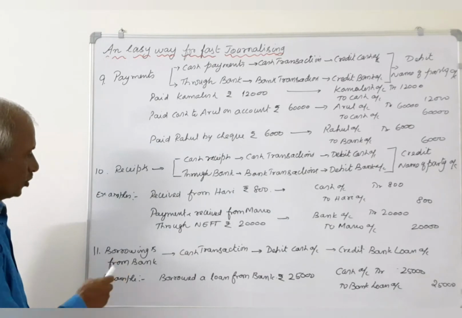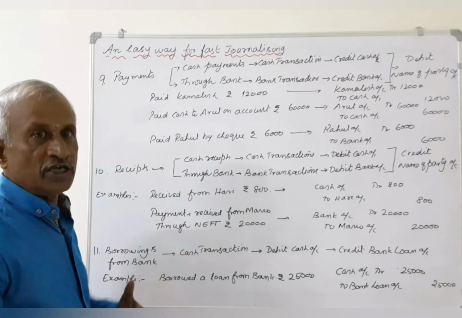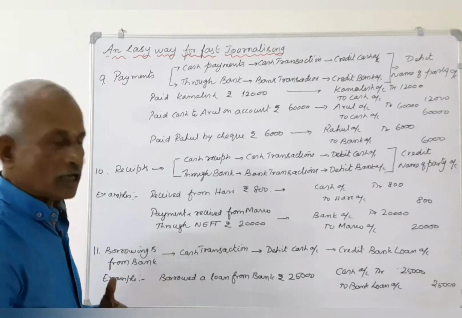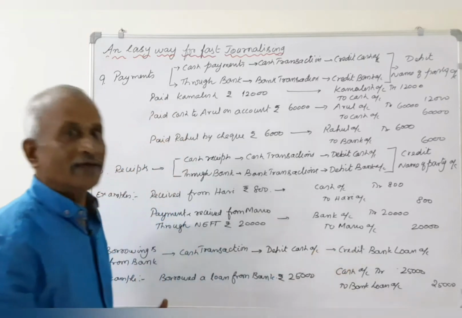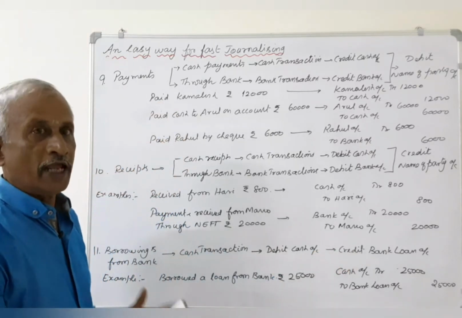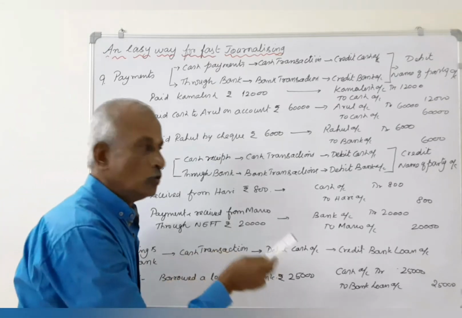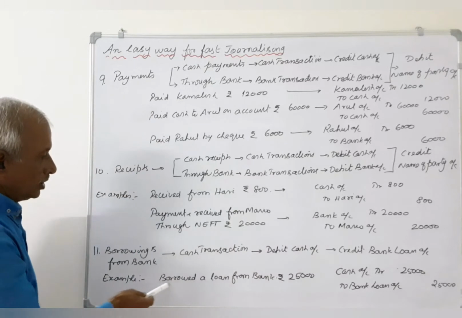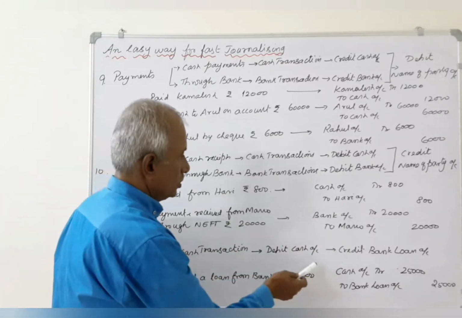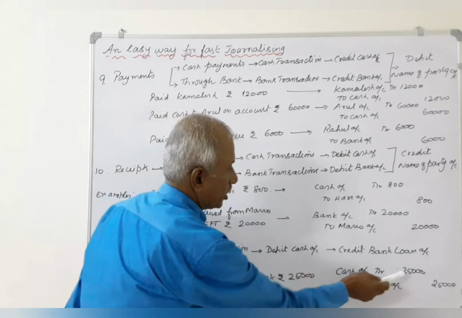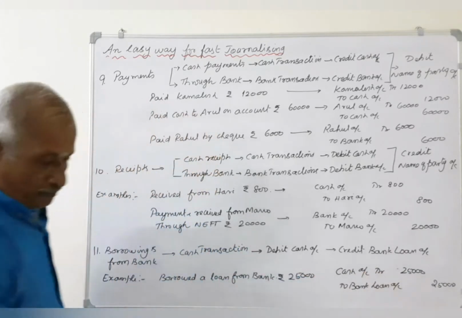Next transaction, borrowings from loan. It's nothing but a cash transaction. You are receiving a loan from the bank. So cash comes in, debit what comes in. And instead of the bank as giver, credit the giver, you take bank loan account. So the journal is cash account debtor to bank loan account. Example, borrowed a loan from bank, rupees 25,000. Cash comes in. So debit cash account debtor 25,000. Credit bank loan account, to bank loan account.